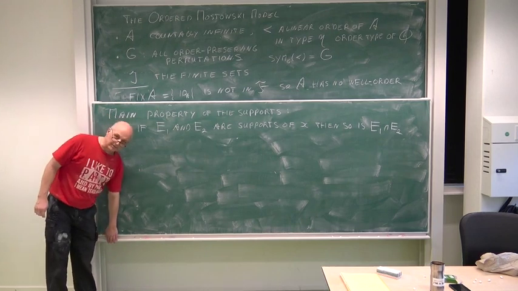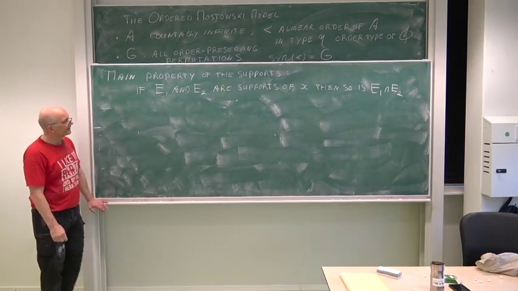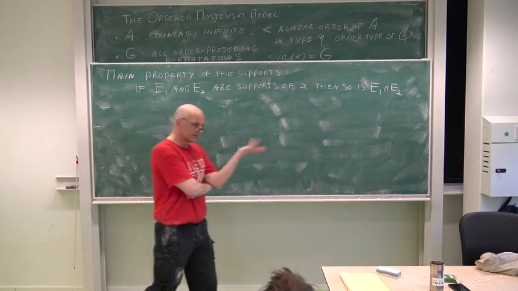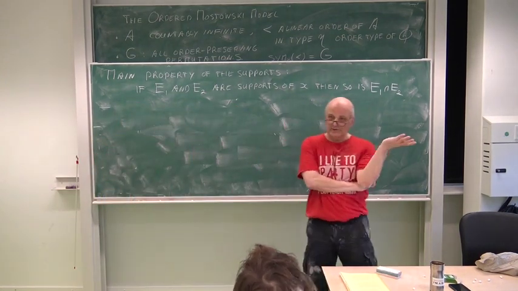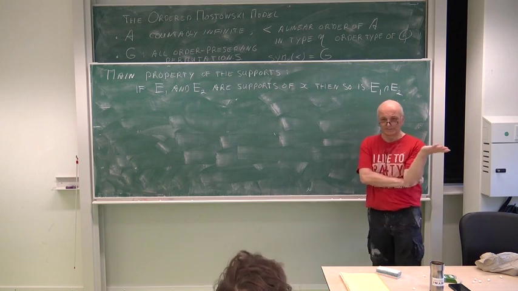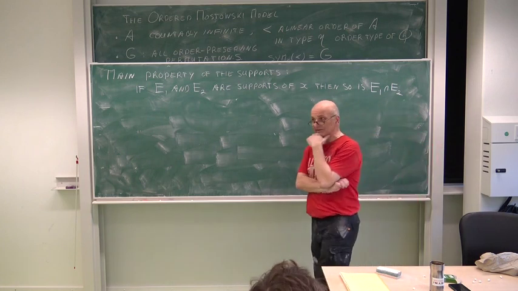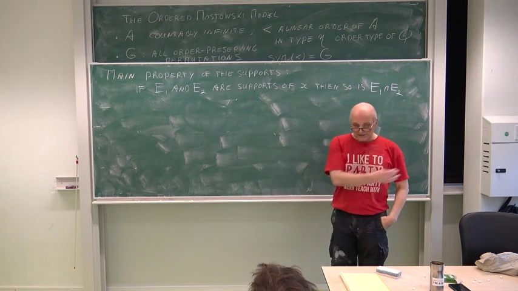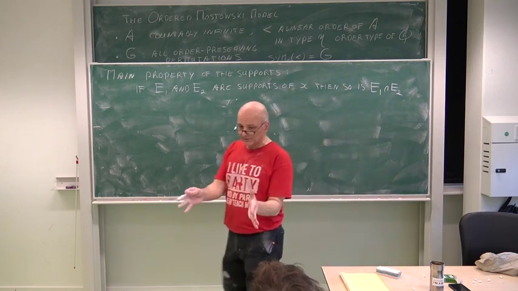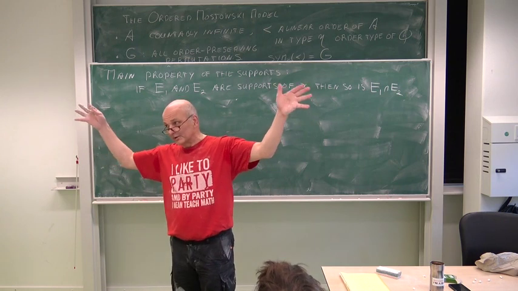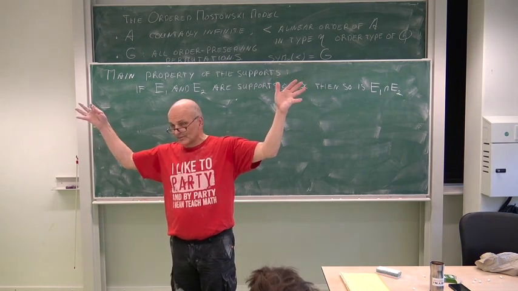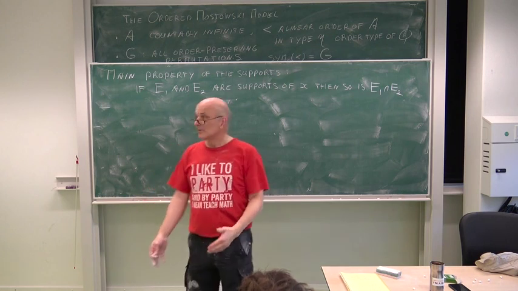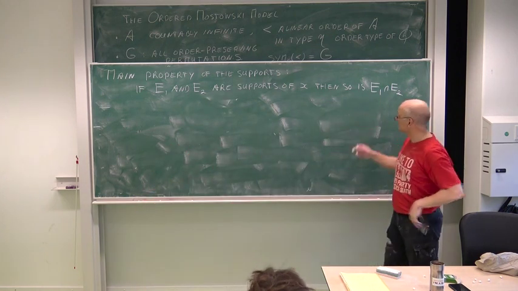Main property of the supports is this. Suppose you have, why not, two supports for your set X. What is obvious is that if I have a support and I make it bigger, it's still a support, because the bigger the set gets, the smaller the fixed group. But what happens here is something else.